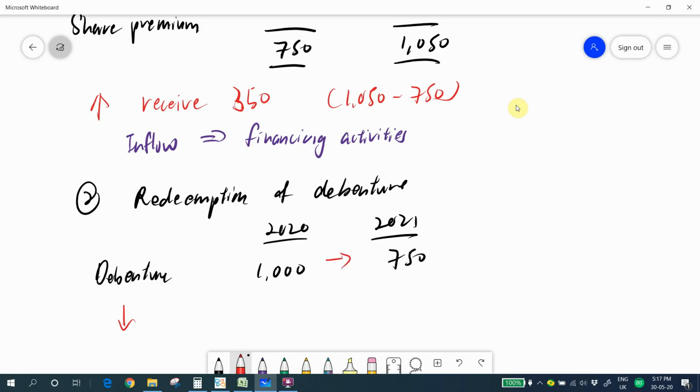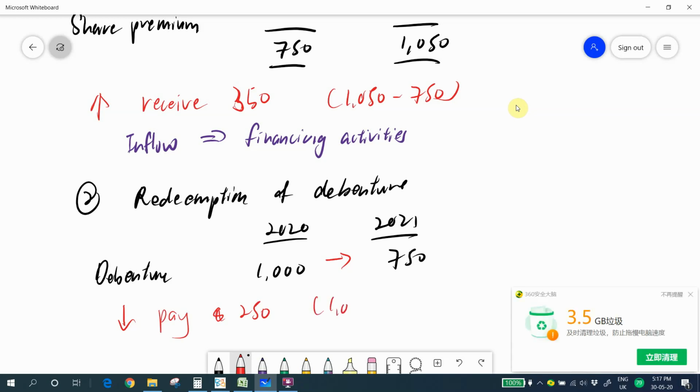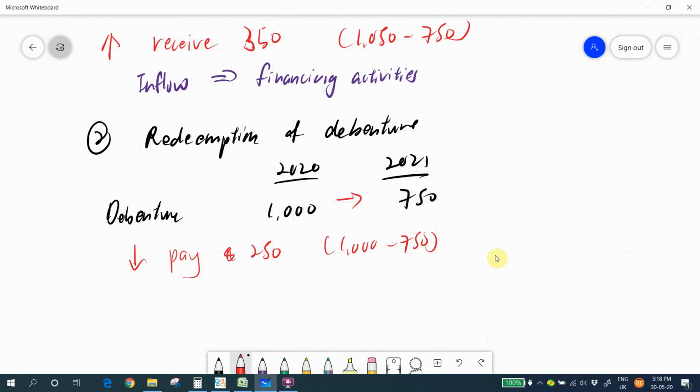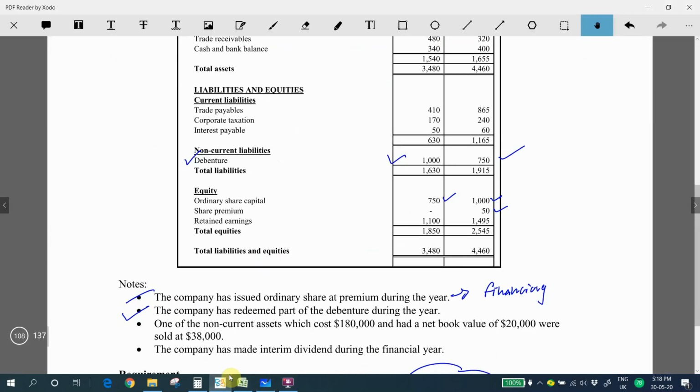Our debenture reduced from 1000 to 750. When your debenture is reduced, it means that you have paid off the money to your debenture holder. So how much do you pay them? You pay them 250. How do you know 250? You use 1000 minus 750 to get 250. So for payment, this is an outflow of the cash flow of the company, and this information we have to show under financing activities. So we can note down in our textbook. So this is financing activity as well.